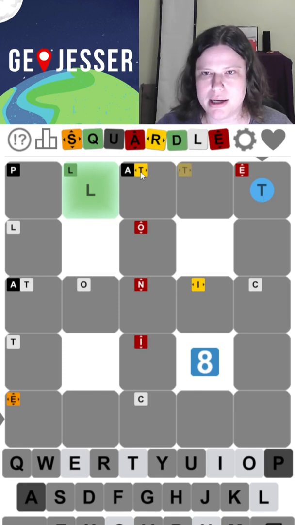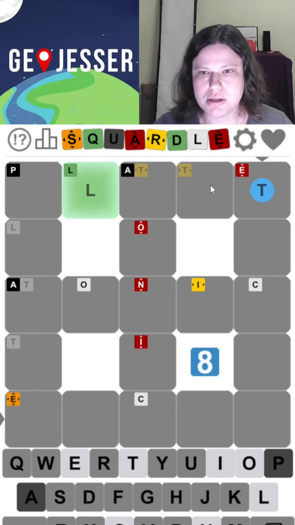And once I've figured that out, I can actually click on these to kind of gray them out so that I can remember that they've already been used. I'm going to do the same with the L over here. Okay, so what else did I learn?